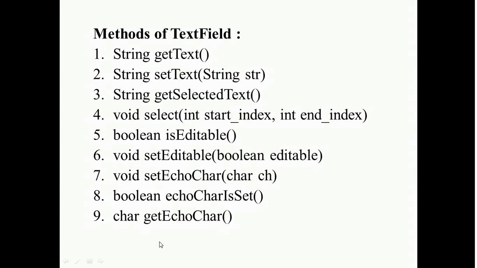And the last method is get echo char. This method is used to retrieve the echo character by calling the method get echo char. These 9 are the methods of the text field.